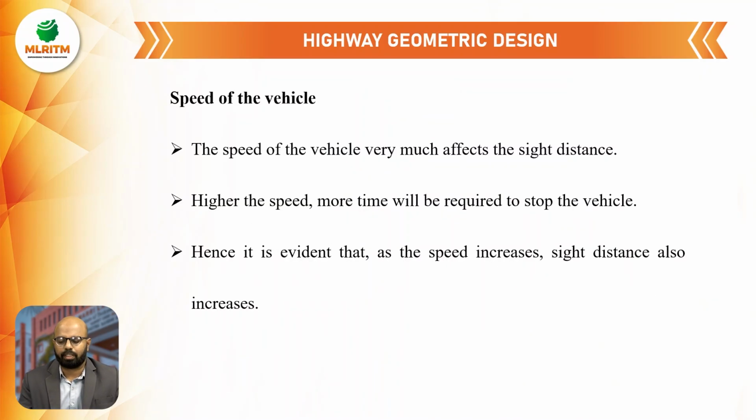The next parameter is speed of the vehicle. The sight distance depends on the speed of the vehicle; the speed very much affects the sight distance. The higher the speed, the more time will be required to stop the vehicle. Our motto is to stop the vehicle whenever we see an object on our own traffic lane. Hence it is evident that as the speed increases, sight distance also increases. We will be seeing the formula also, which is a derived one, but we will see the final formula.